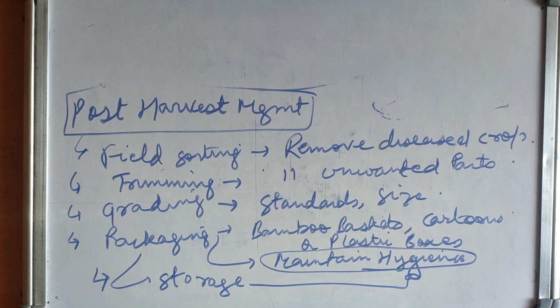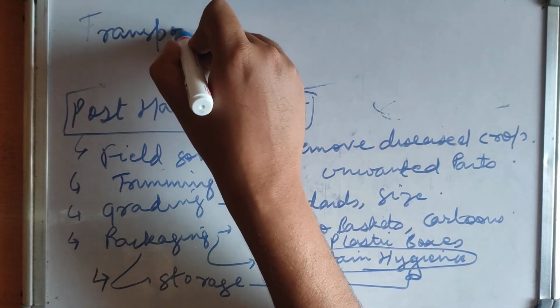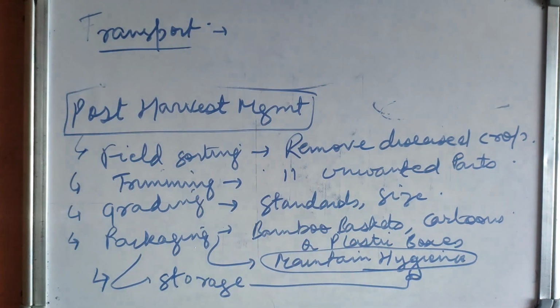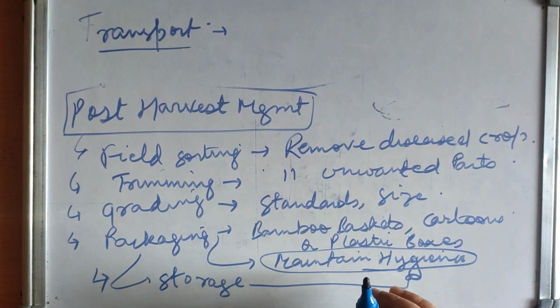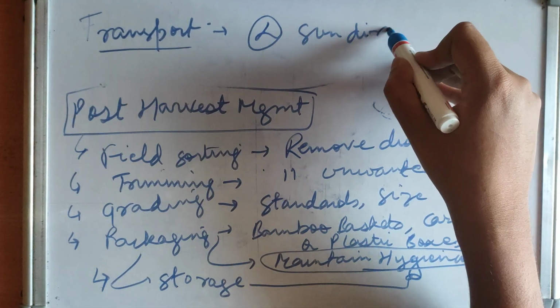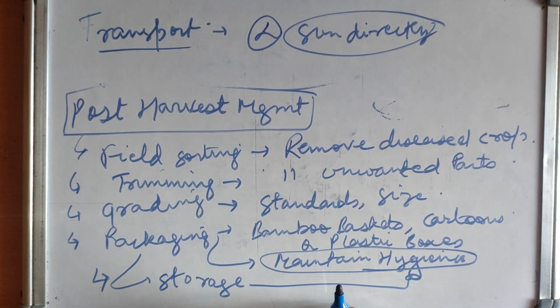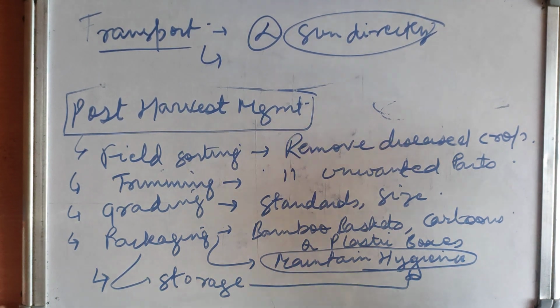Transport should be efficient. The cauliflower should not be damaged through improper handling, and it should not be kept directly in the sun because it can deteriorate its quality. It should be packed nicely, and we need to handle it with care. So this is the post-harvest management of cauliflower.